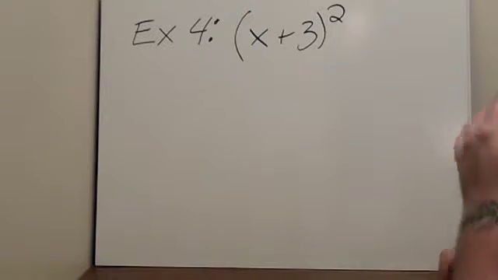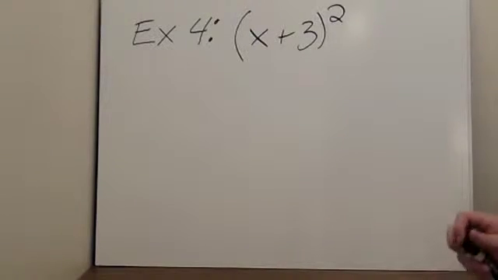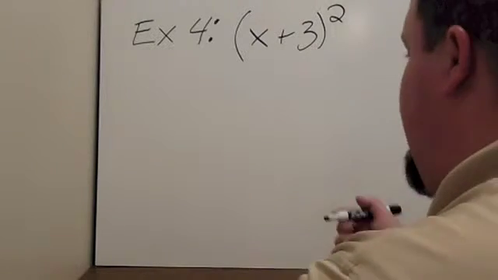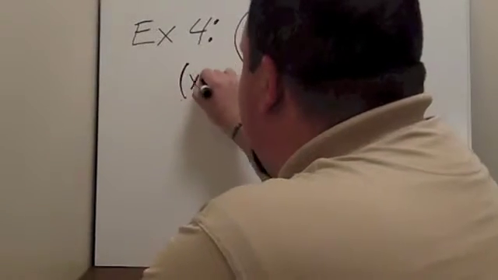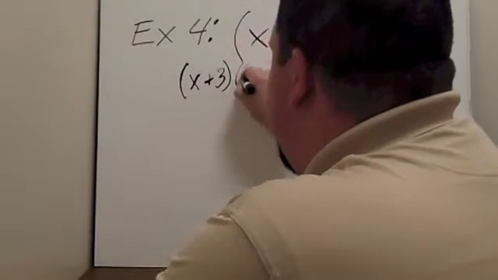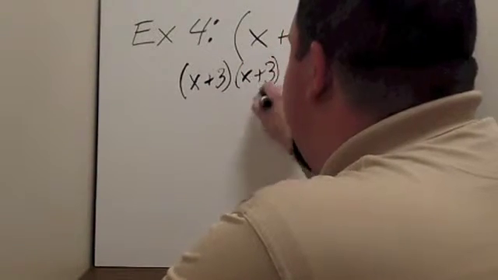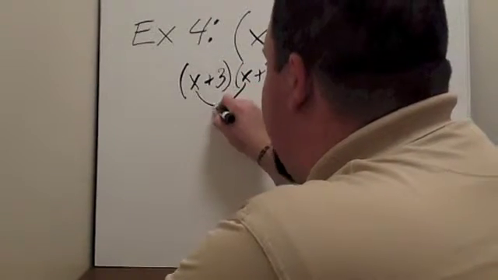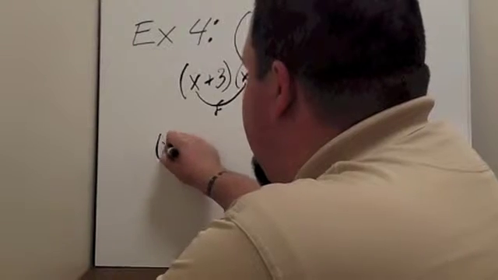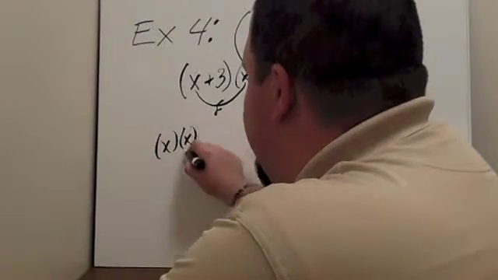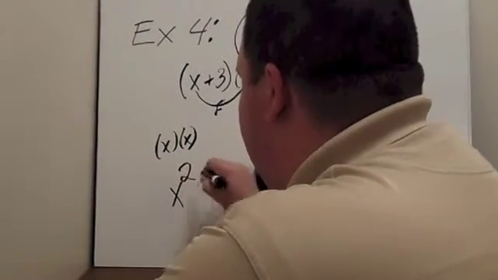Our fourth example looks completely different than our first three. We have x plus 3, and we're squaring that quantity. What does it mean to have a quantity squared? Correct. It means to multiply it by itself. So first I'm going to rewrite this as x plus 3 times x plus 3. Then I multiply my first terms, and I get x times x, which is x squared.